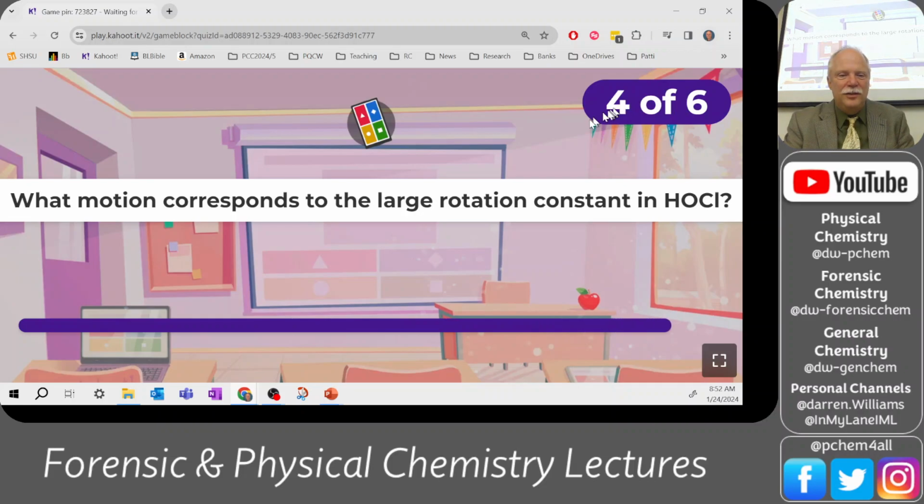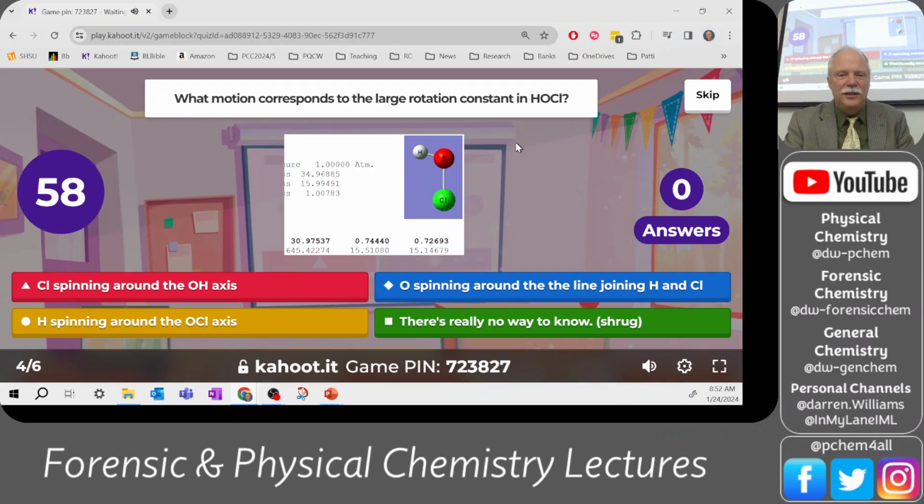Okay, what motion corresponds to the large rotational constant in HOCl? We talked about this. Was it the whole molecule tumbling, or was it just the hydrogen spinning around the axis? So the smaller the mass, the larger the rotational constant.